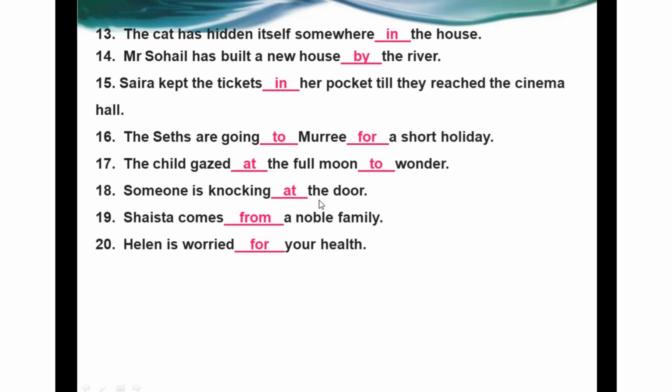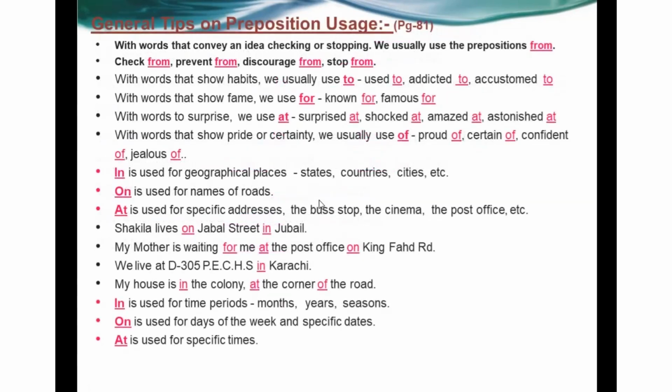Hope this exercise is very clear to you, and let's start our next topic, which is called general tips on preposition usage. Now I will quickly go through this explanation. So students, I want you all to focus and pay attention. You see, in all these points, some of the letters are in pink color and also underlined. The ones which are underlined in pink color are all our prepositions. So here we'll be discussing what kind of prepositions are used in which conditions, and how we use them.